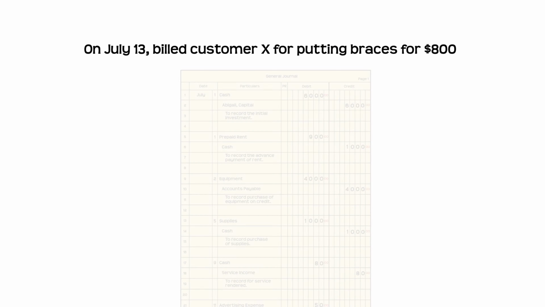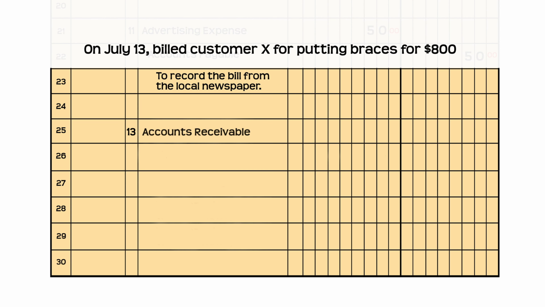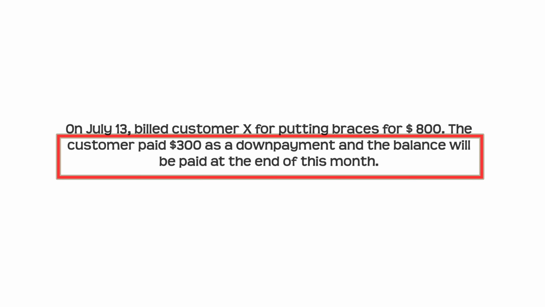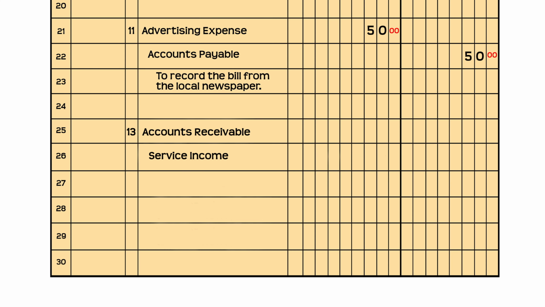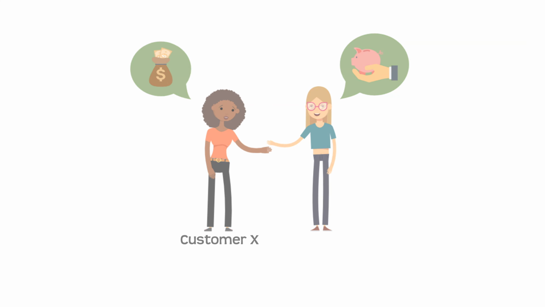Normally, if this is the information Abigail provided, the journal entry of this transaction is debit on accounts receivable and credit service income. But there is an additional statement. The customer paid $300 as a down payment and the balance at the end of this month. This statement affects the journal entry with an additional account on the debit side, which is cash, amounting to $300. This is the amount that should be used because it is paid by customer X as a down payment.